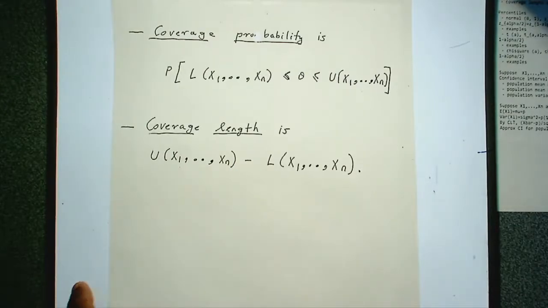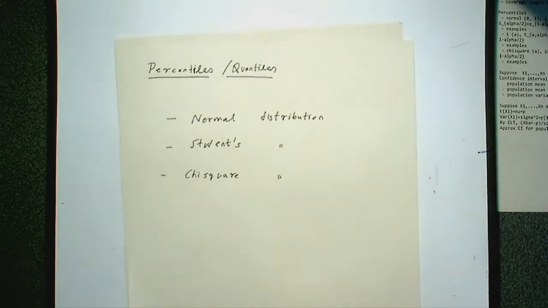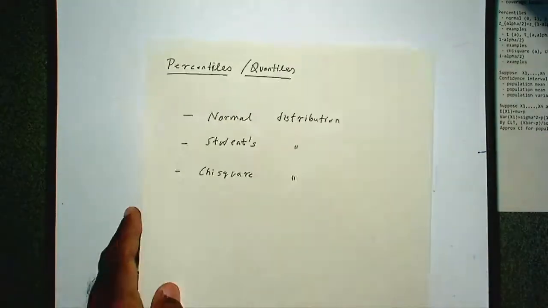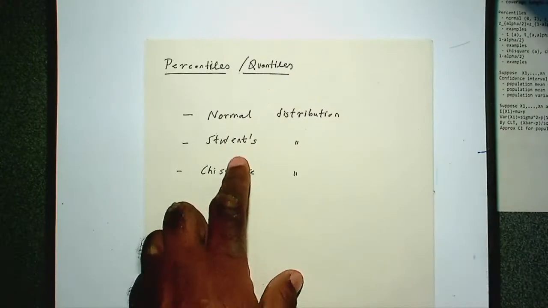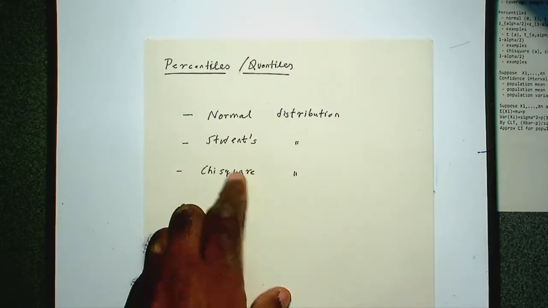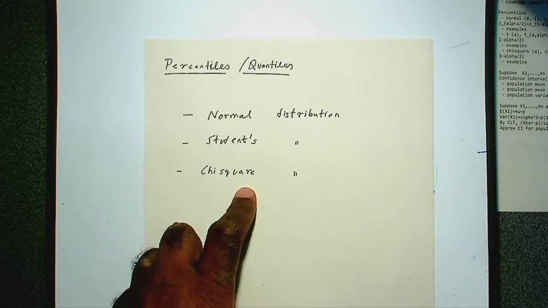All right, before I talk more about this, I needed to refresh your memory on percentiles or quantiles for three distributions, the normal, the student's t, and the chi-squared. I mean, we talked about all three earlier, but I just wanted you to refresh, right?